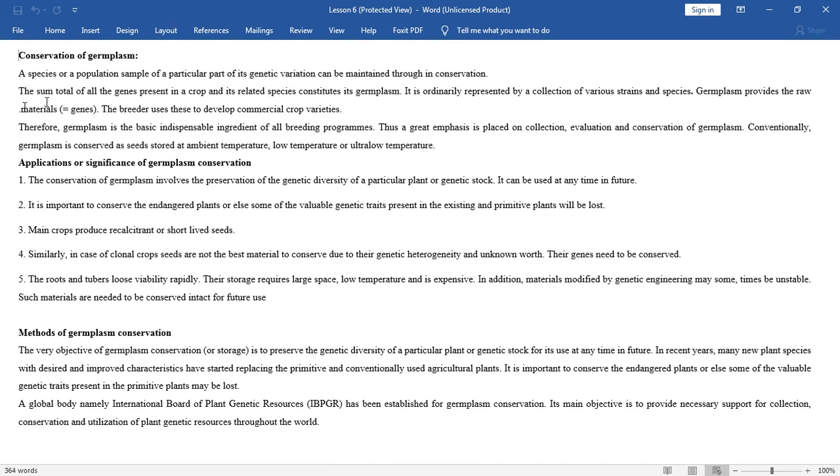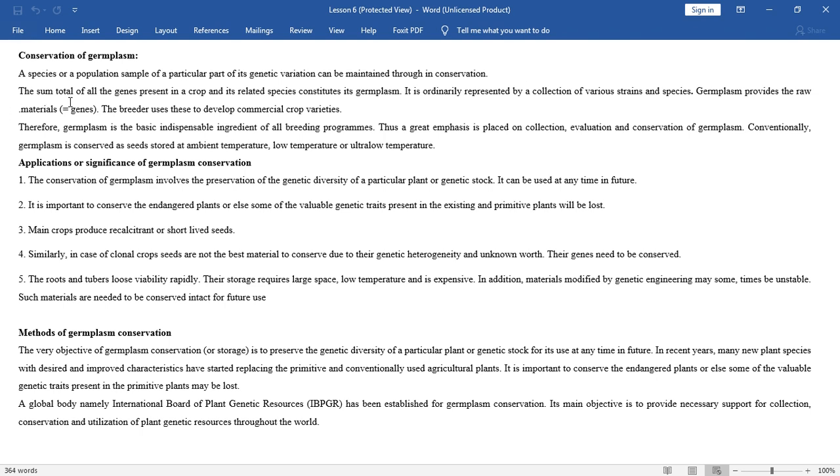Conservation of germplasm. A species or a population sample of a particular part of its genetic variation can be maintained through in situ conservation. A species or a population sample of a particular part of its genetic variation can be maintained through in situ conservation.